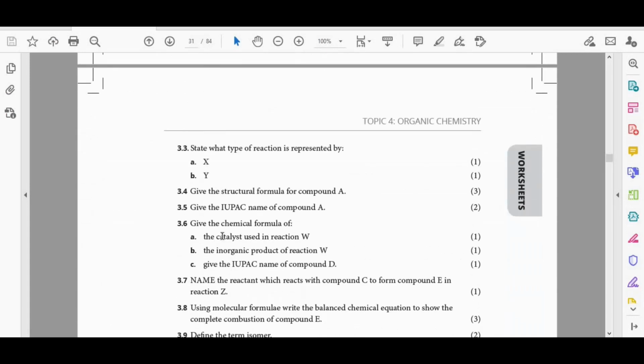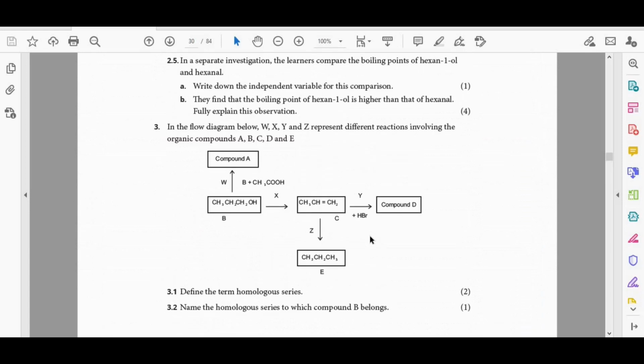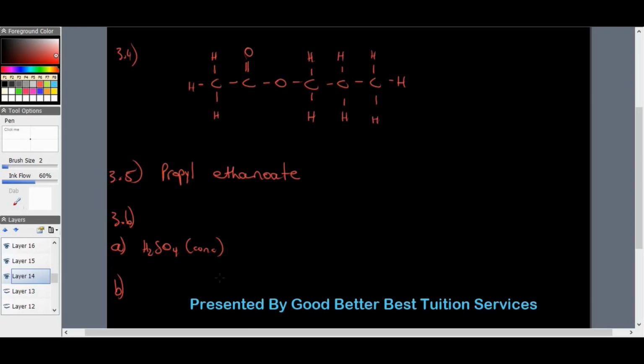hydrogen sulfate. 3.6 B, the inorganic product of reaction W. Okay, the inorganic product of reaction W is in fact water. That's the inorganic product, which is H2O. And of course you have OH there bonding to another OH, so water is somehow involved in esterification. But it is an inorganic product that is formed.